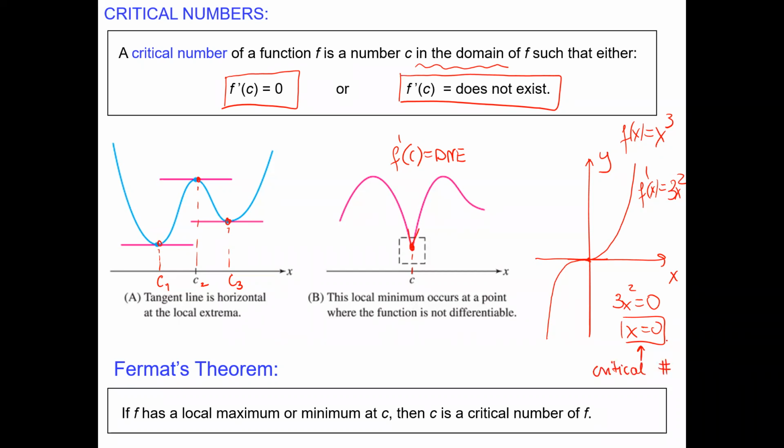We found this is a critical number, and of course 0 is in the domain, because the domain for polynomials is all of the real numbers, and the derivative is always defined. We don't even have to consider that case. But we can see this is a critical number. However, no extreme values occur at that point.